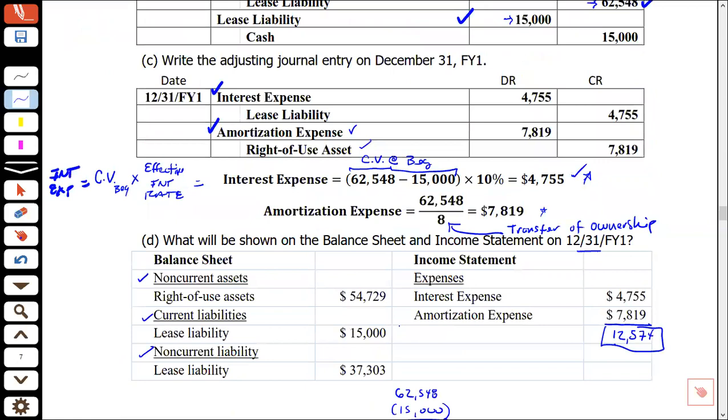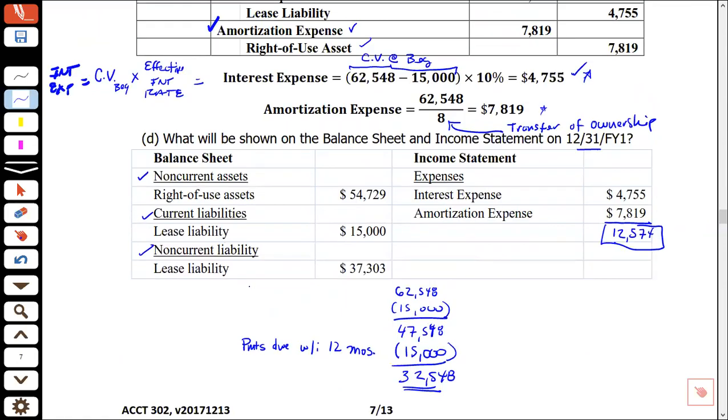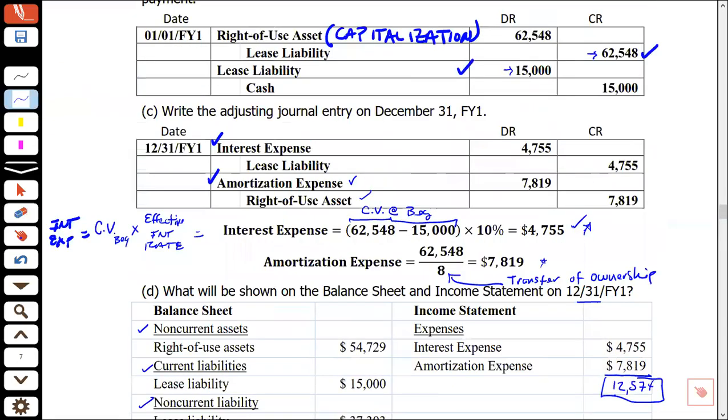All right, let's think about this a second. What is going on? Didn't we capitalize the original amount, make all payments through 12/31 of fiscal year 1, and get the balance before adjustments? Oh, I see. Look what's going on.